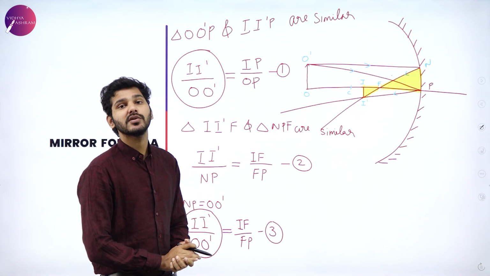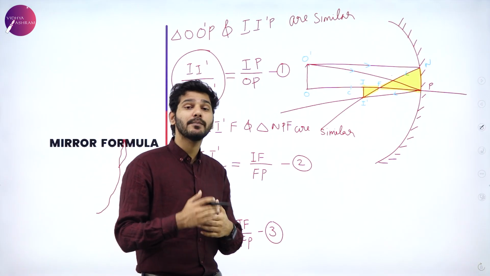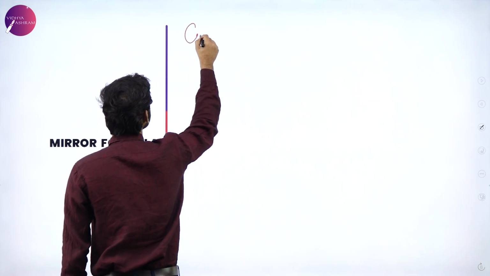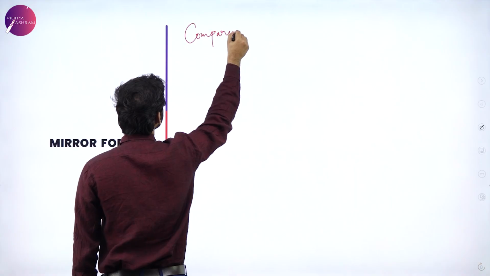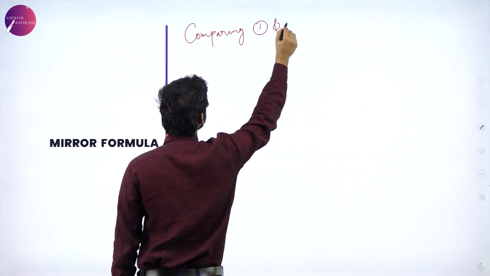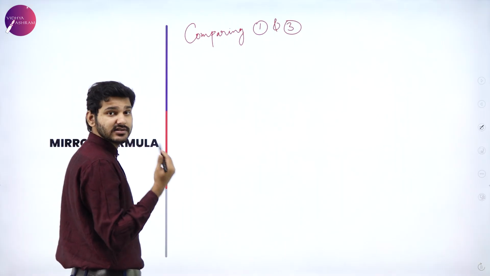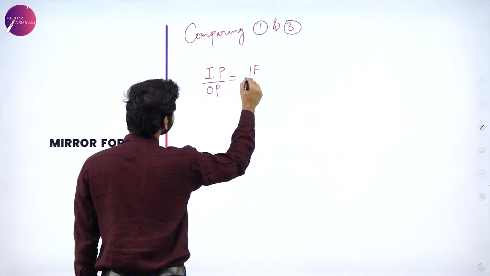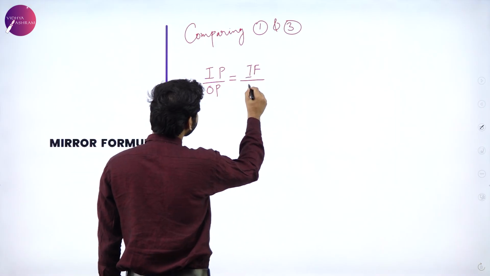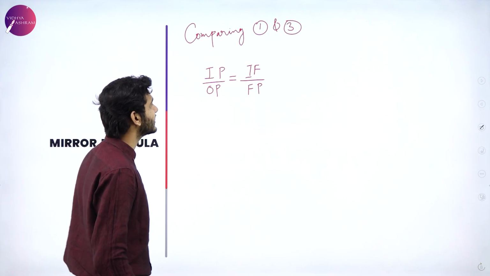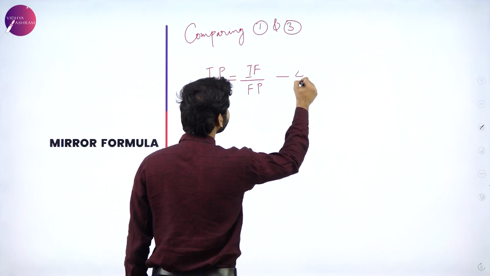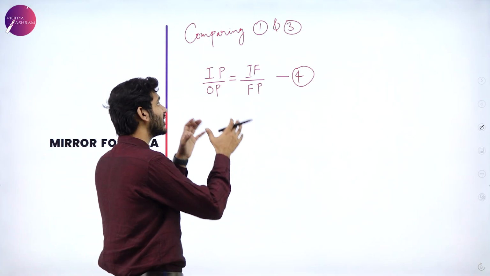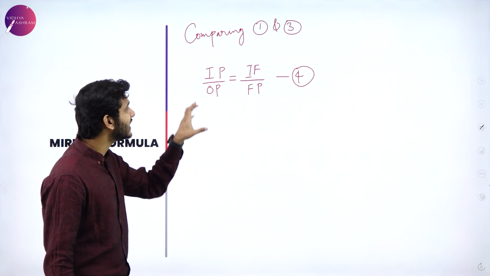Comparing equation 3 and equation 1, I can write IP by OP is equal to IF divided by FP. Let's call this particular relation equation number 4. We just compared equation 1 and 3 and we got this particular relation. Now we are going to substitute the values into this result.